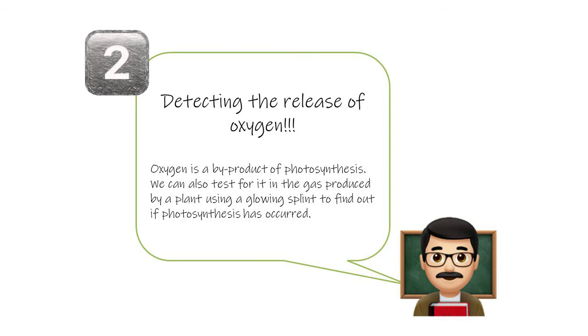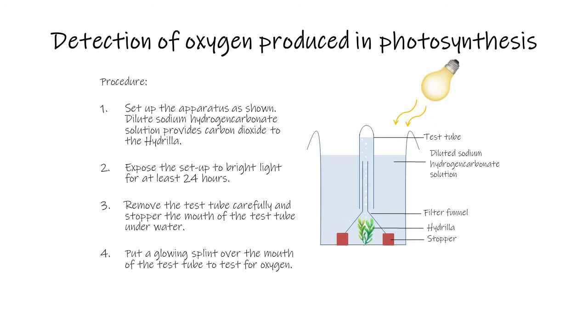We can also test for it in the gas produced by a plant using a glowing splint to find out if photosynthesis has occurred. First, set up the apparatus as shown. Dilute sodium hydrogen carbonate solution provides carbon dioxide to the hydrilla. Secondly, expose the setup to bright light for at least 24 hours.